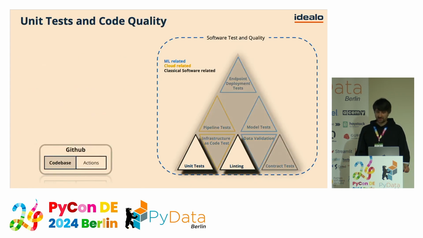Okay, I would like to start in our pyramid with unit tests and linting. Both apply directly to the code base, and unit tests especially run on individual components in the code. That means they are quite fast and they allow you to identify errors at a very early stage.